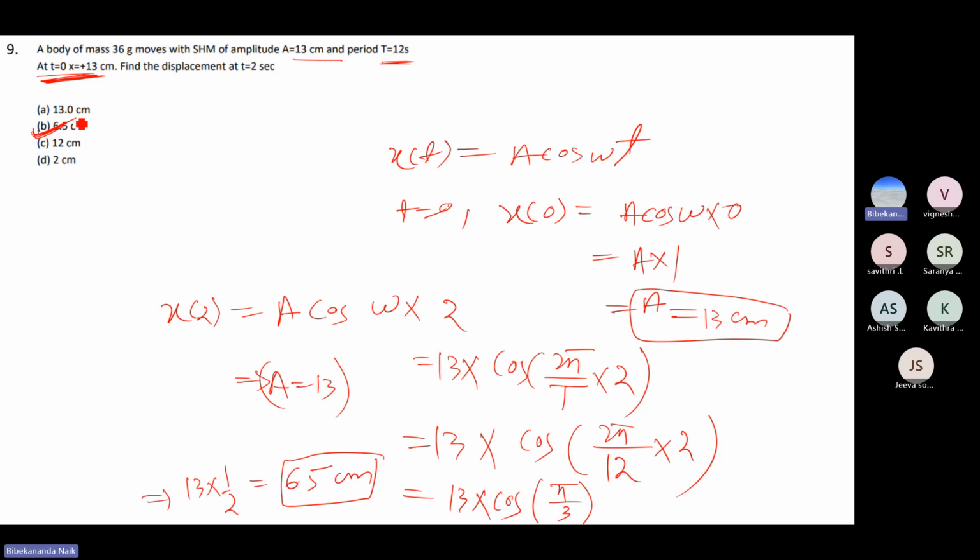6.5 centimeter at 2 seconds, because when a body is undergoing simple harmonic motion, the position at time t is given by x as a function of t is A cos omega t. So when you put the value of t equal to 2 seconds, and also we know the time period of oscillation is given in the question, this is 12 seconds, and the amplitude of oscillation is 13 centimeter. So if you put all the values and calculate, it comes out to be 6.5 centimeter. Is this clear to all of you?